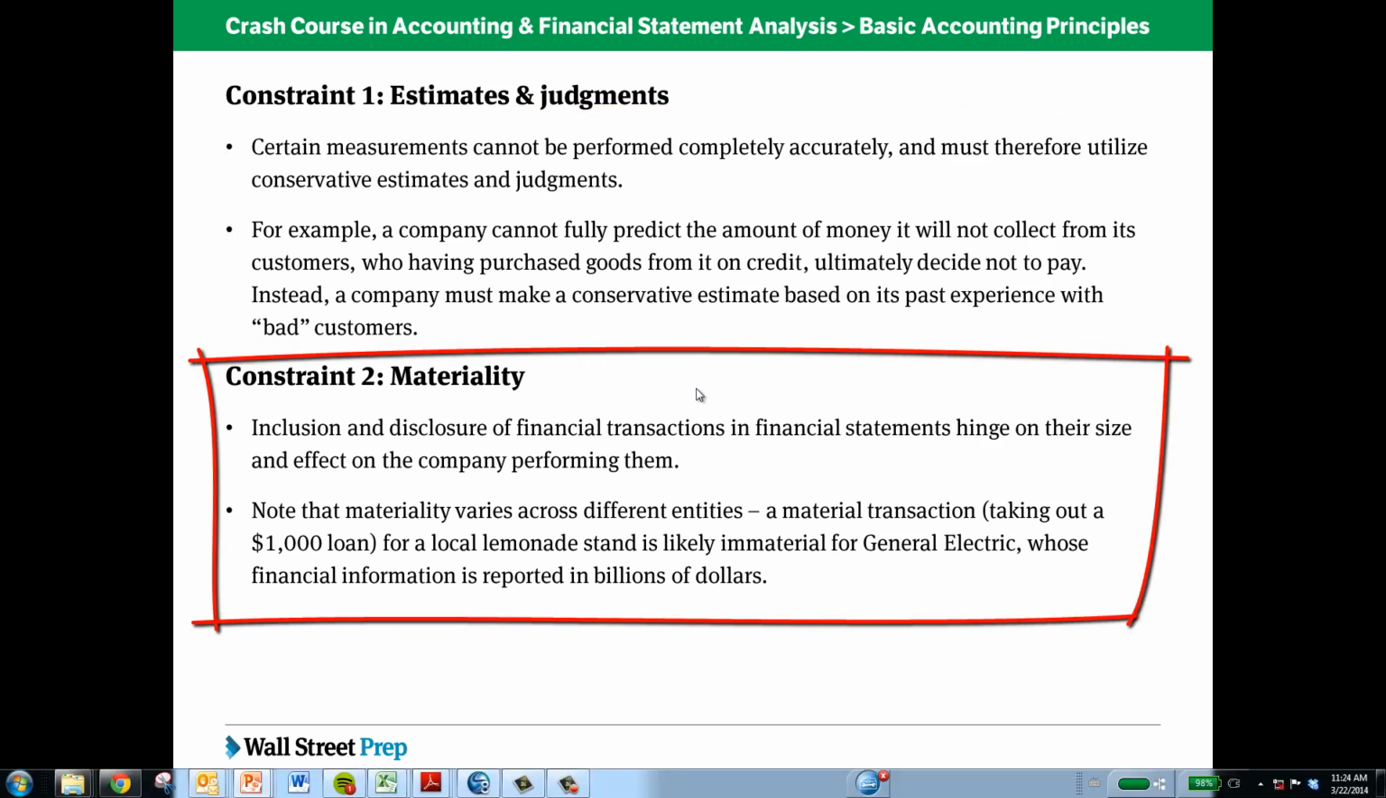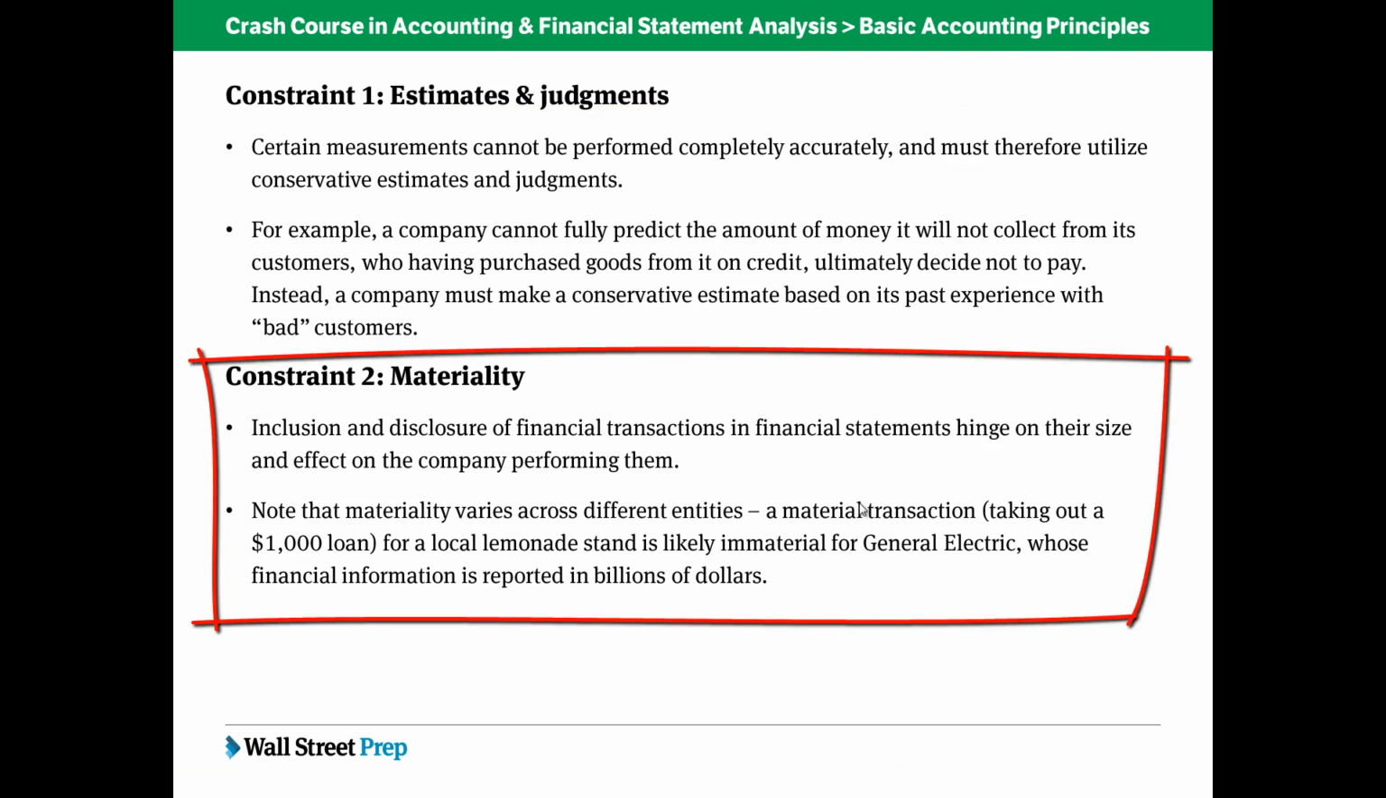Constraint number 2 is materiality. Inclusion and disclosure of financial transactions in financial statements hinge on their size and effect on the company performing them. So note that materiality is going to vary across different entities. The second constraint is that you have to present things that are material. But a material transaction for a local lemonade stand is going to be immaterial for General Electric, whose financial information is reported in billions of dollars. So materiality to one company is different from materiality to another group, and that obviously introduces some subjectivity into these constraints.